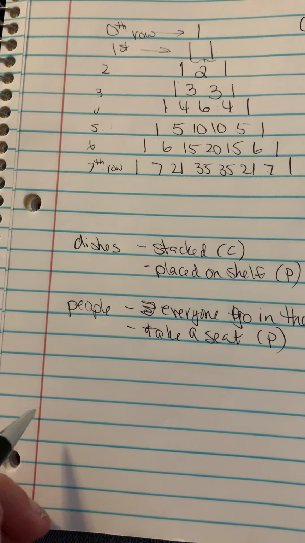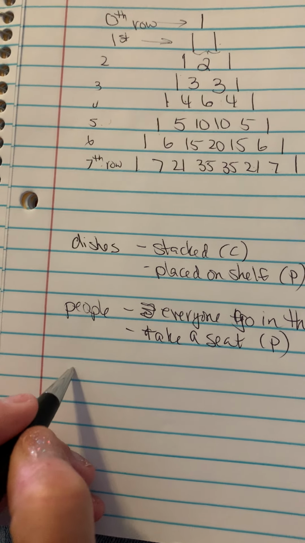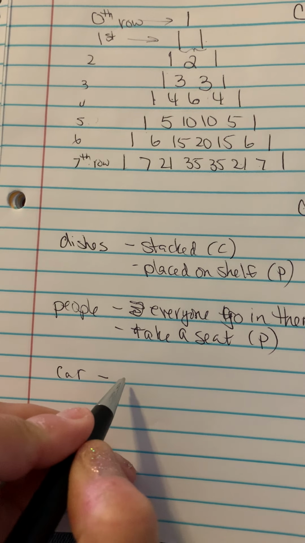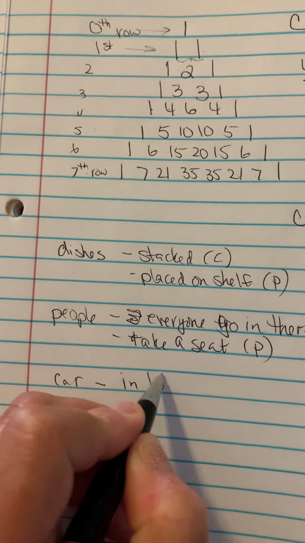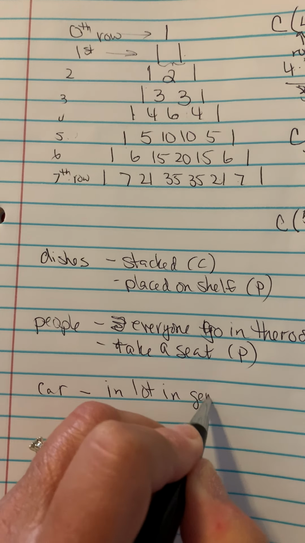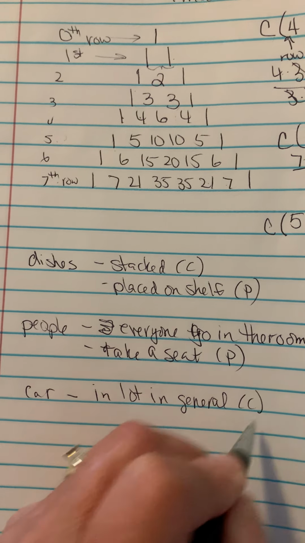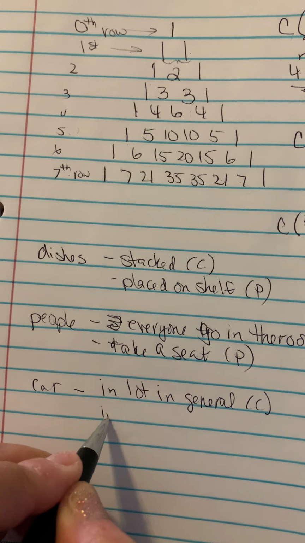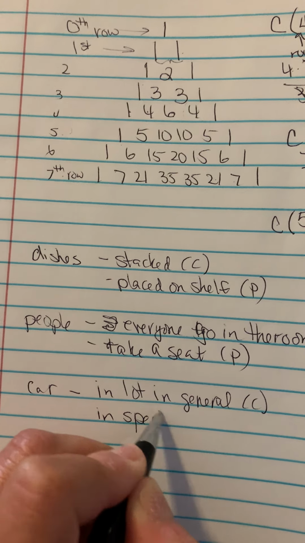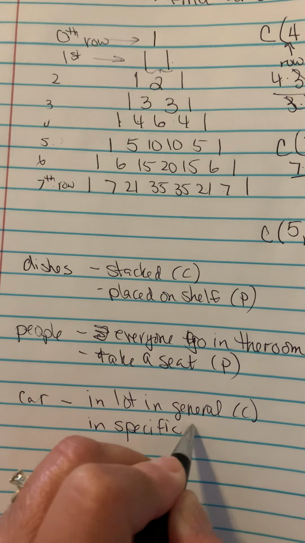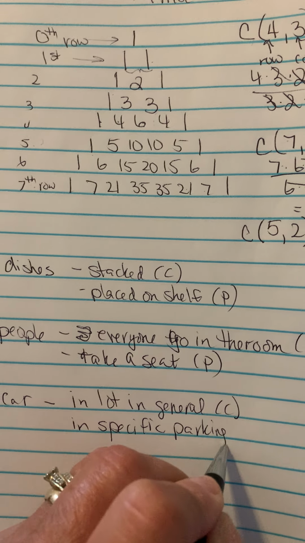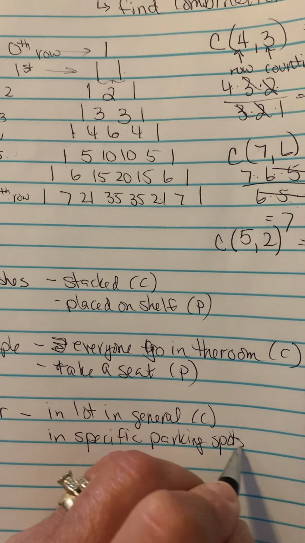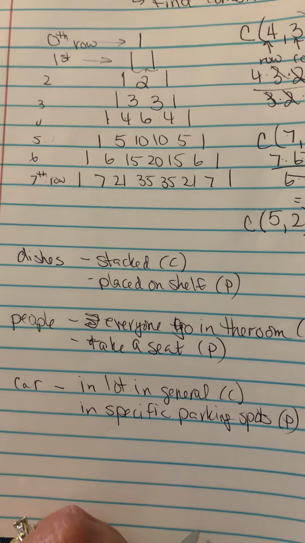Let's think of another one. If I say, how many cars could be in the parking lot? In the lot in general, then that's a combination. Once they go in specific spots, then that's a permutation, okay?